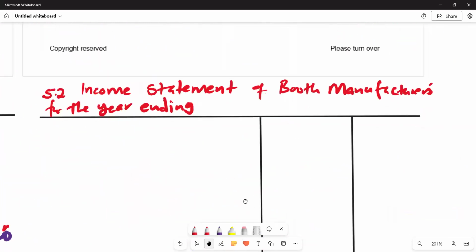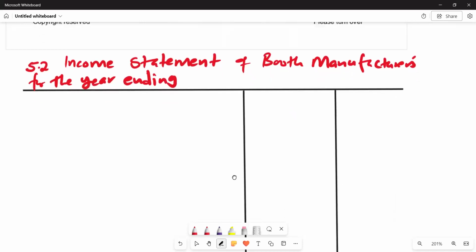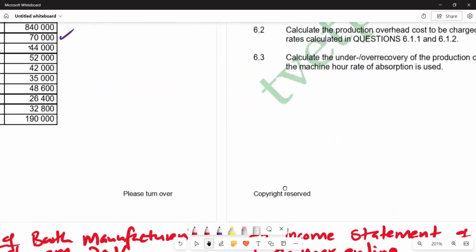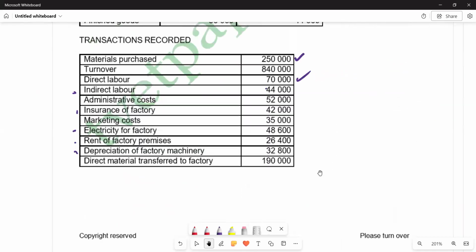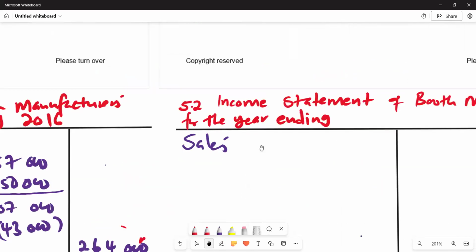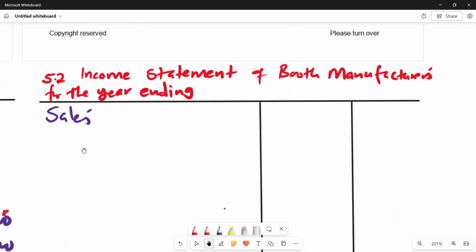So this is our income statement of Bothmanufacturers. And in the income statement, we're going to start with the figure for sales. We go to the question and check what we have in terms of sales. Right, our sales is written as 840,000. So you can go there and say 840,000 in this column.